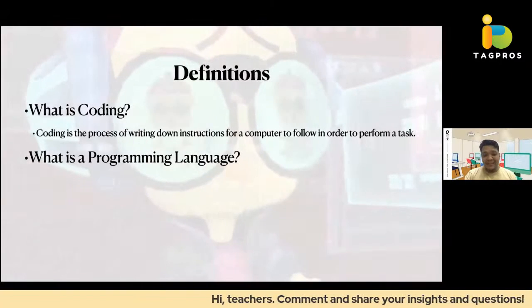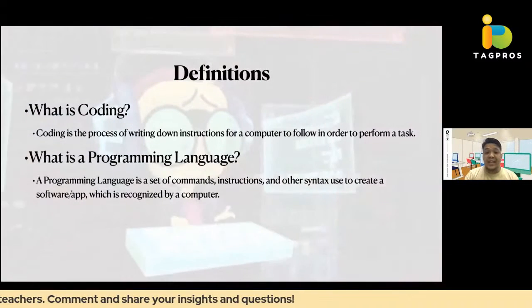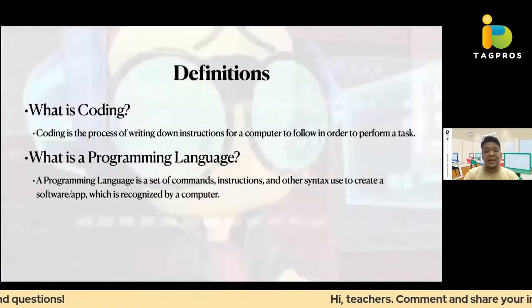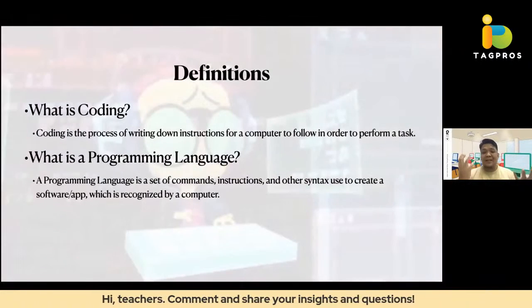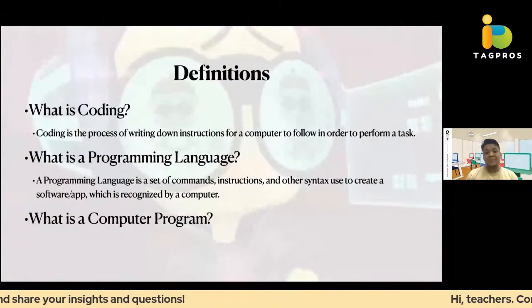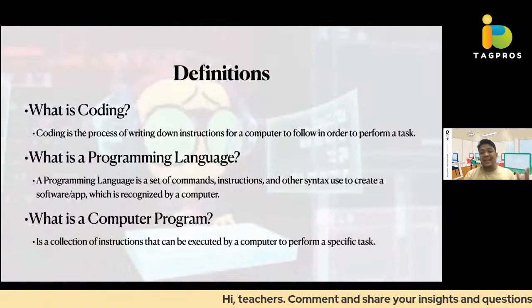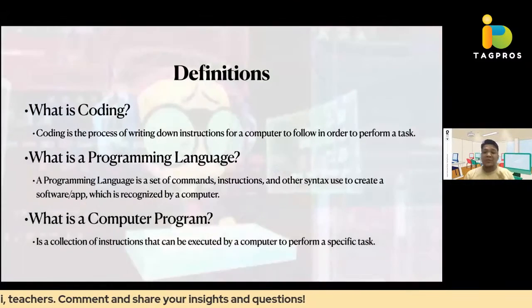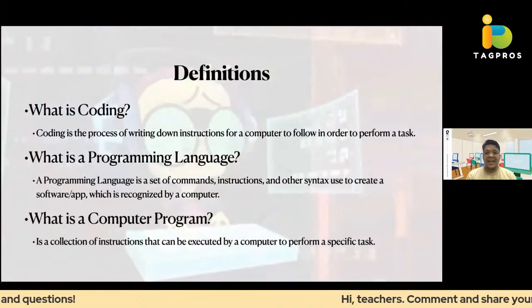Okay, so a programming language is a set of commands, instructions, and other syntax used to create software or an app which is recognized by the computer. So coding, the instructions, plus the programming language, you can come up with a computer program. A computer program is a collection of instructions that can be executed by the computer to perform a specific task. So those are our definitions for this session today because we're going to discuss coding.